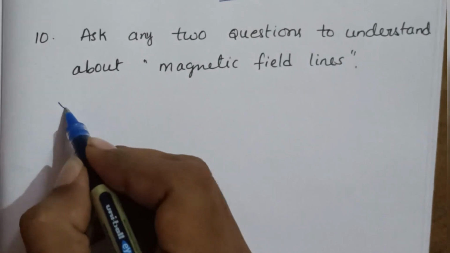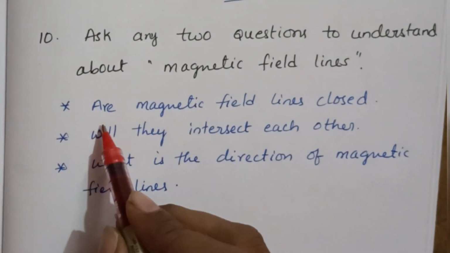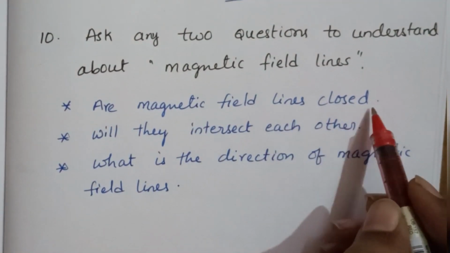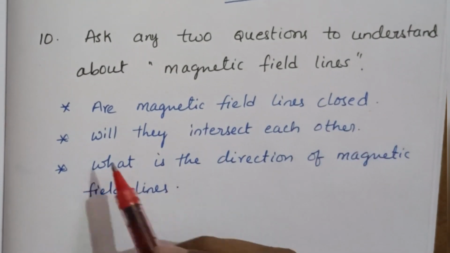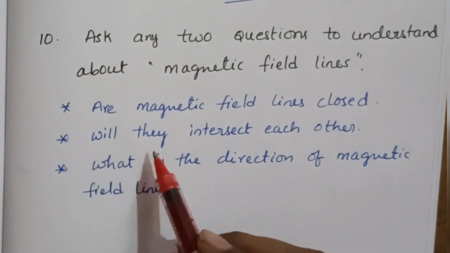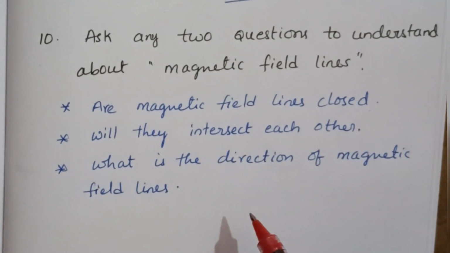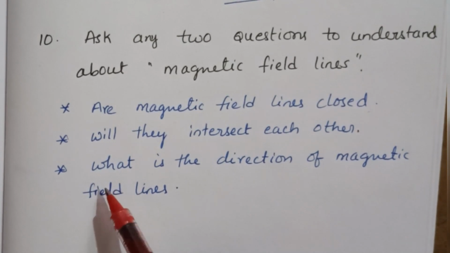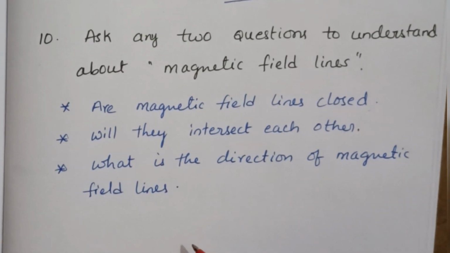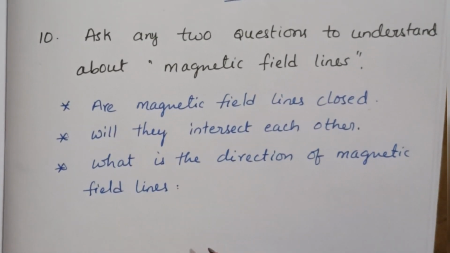Now the first question is, are magnetic field lines closed? The second question we can ask is, will they intersect each other? Next, what is the direction of magnetic field lines?